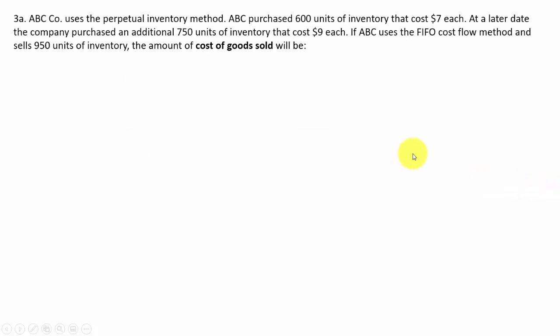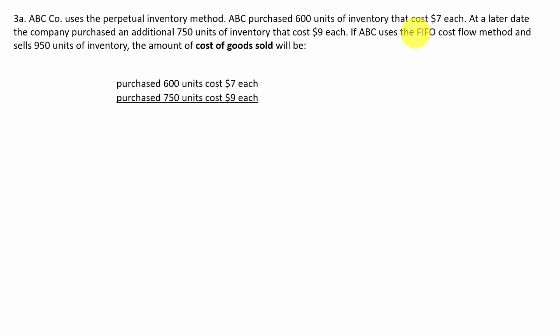Take a look at the next question. They want to know what will be the cost of goods sold. All right, so ABC Company uses a perpetual inventory system. ABC purchased 600 units of inventory at a cost of $7 a piece, so that's our first purchase. At a later date, the company purchased an additional 750 units of inventory at $9 a piece. Okay. And if the company uses FIFO and sells 950 units of inventory, the amount of the cost of goods sold will be what? All right, so under FIFO, the first thing in is the first thing out.